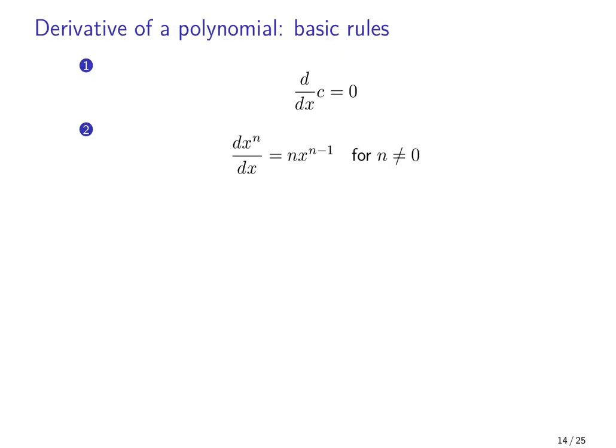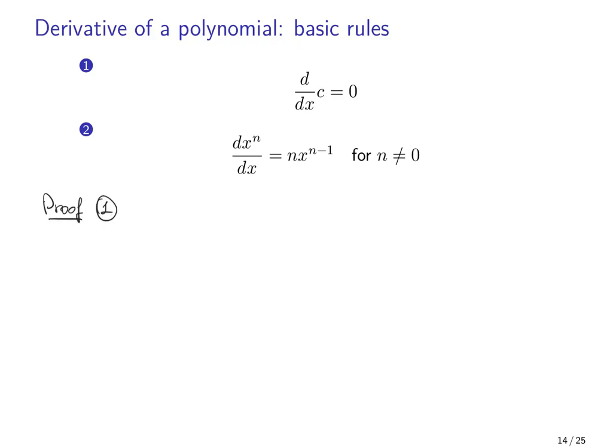Now we're going to establish a few rules to compute derivatives of simple functions. Let's start with the simplest function that we have, the constant function. Derivative of a constant is always equal to 0. Why is that? Let's prove it.